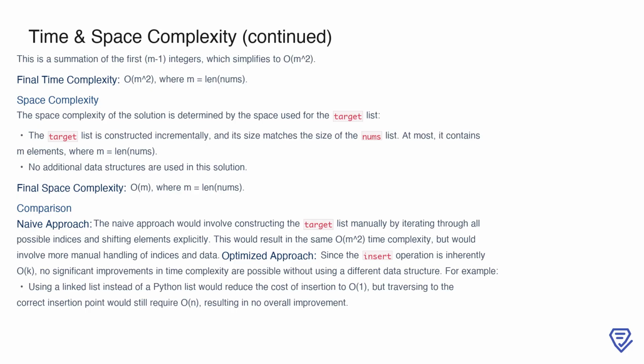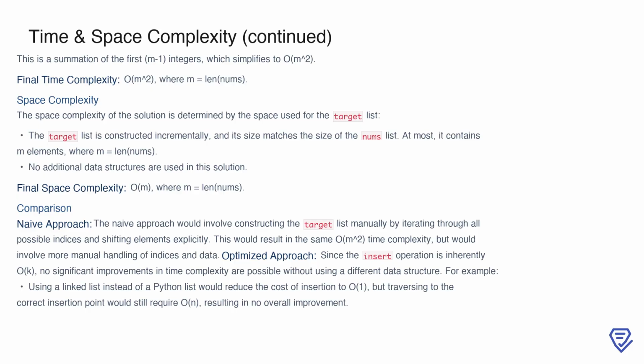Now, looking at the space complexity, the main factor is the space used by the target list. Since this list is built incrementally and grows to match the size of nums, it will contain up to m elements, resulting in a space complexity of O(m). Beyond this, no additional data structures are used in the solution, so the space footprint is minimal compared to the time cost. If we compare this approach to a more naive implementation where indices and elements are manually shifted, the time complexity remains O(m squared).